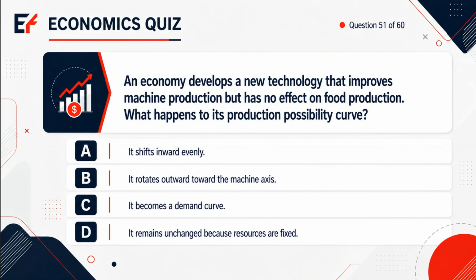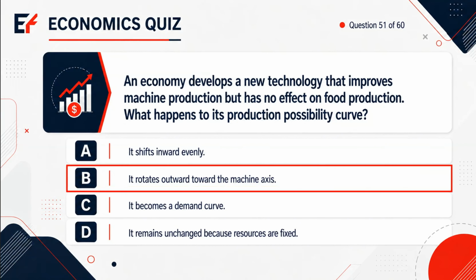Question 51. An economy develops a new technology that improves machine production but has no effect on food production. What happens to its production possibility curve? A. It shifts inward evenly. B. It rotates outward toward the machine axis. C. It becomes a demand curve. D. It remains unchanged because resources are fixed. The correct answer is B.